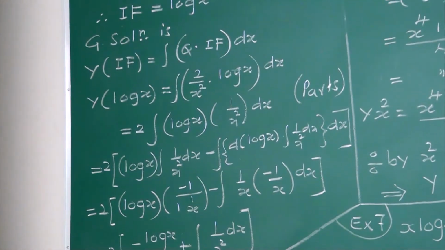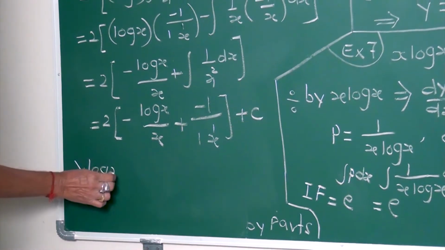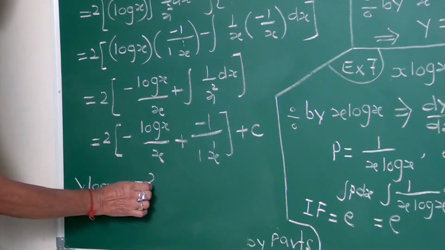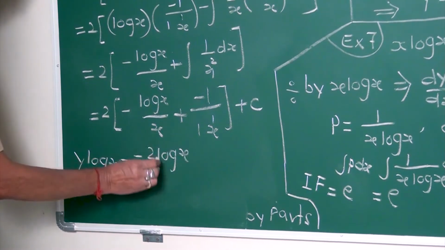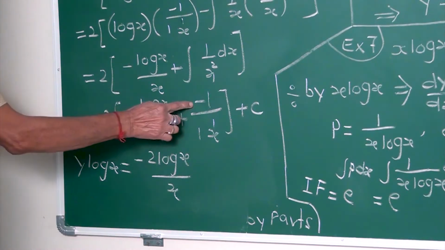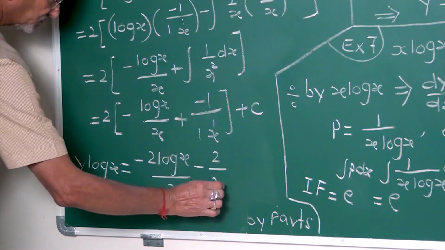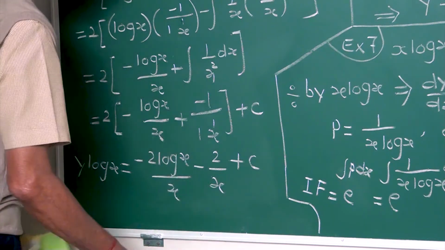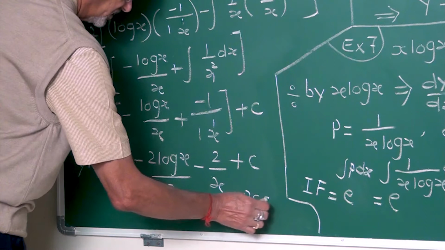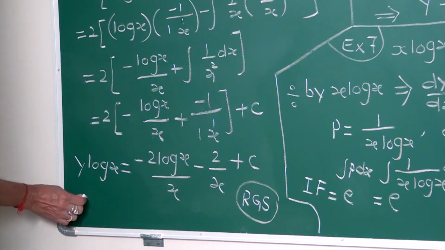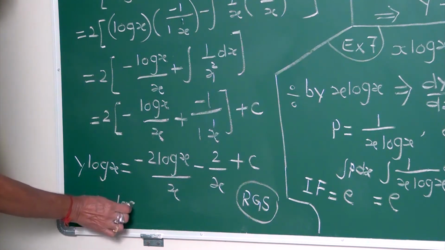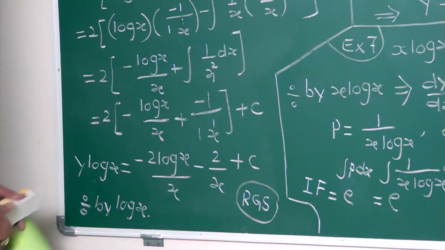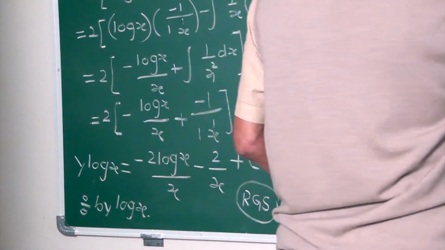What is RHS? It is y log x. So y log x equals minus 2 log x upon x minus 2 upon x plus c. You may divide each term by log x. Otherwise, this itself is the required general solution. Otherwise, the next step is to divide each term by log x. Tell me friends, if you divide, what do you get?